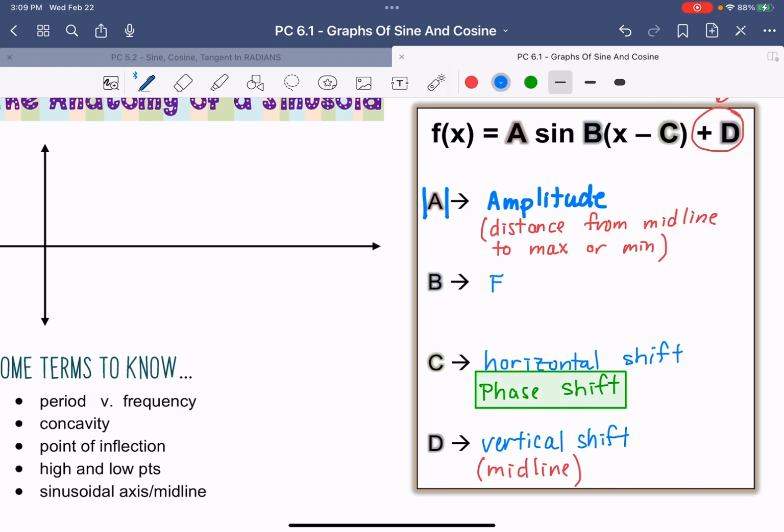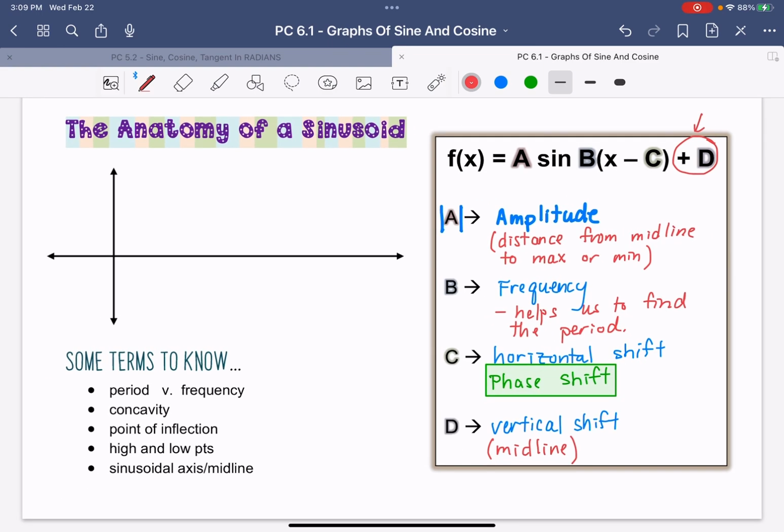B is called our frequency, which is not very useful, but the period is going to be more important, and we'll talk about this tomorrow, but this helps us to find the period.